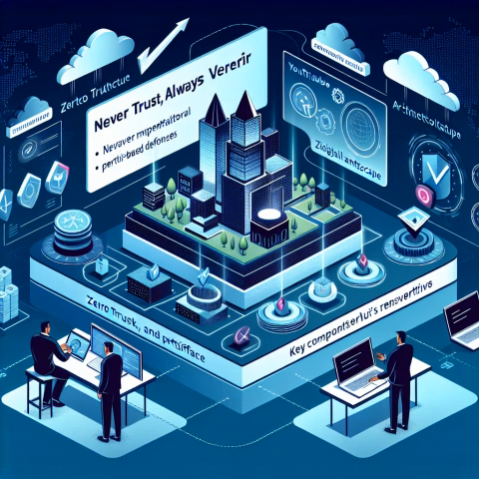The fundamental premise of Zero Trust architecture centers on a simple yet transformative principle: never trust, always verify. This approach dictates that no entity, whether inside or outside the network, is trusted by default. Instead, every access request is treated with suspicion and must be verified rigorously before access is granted.